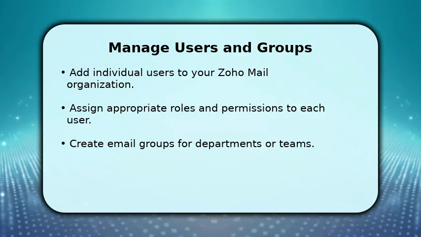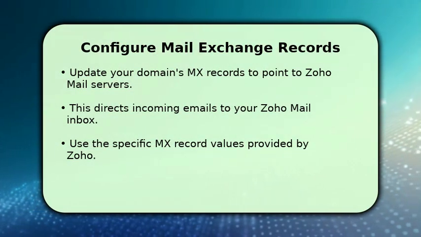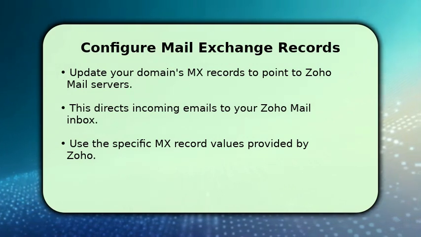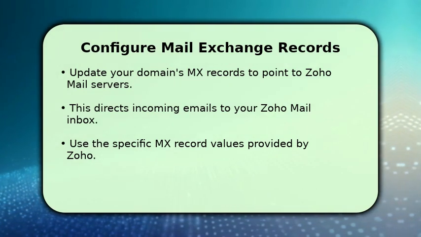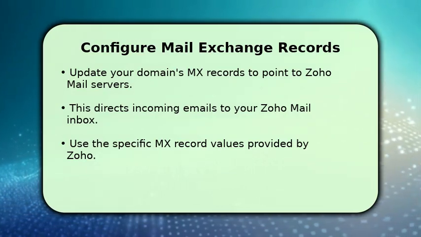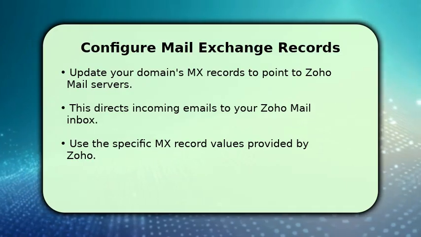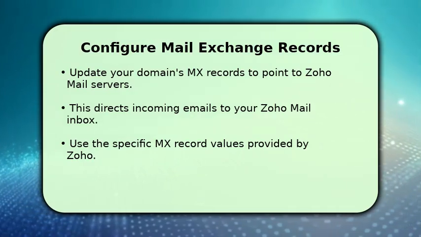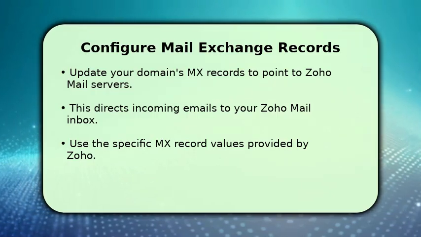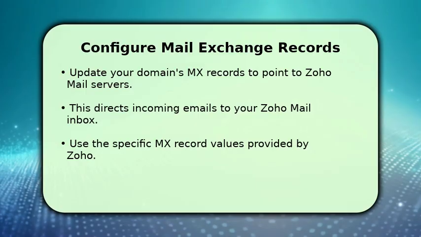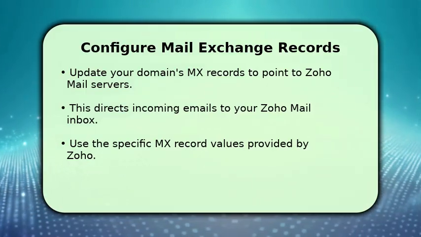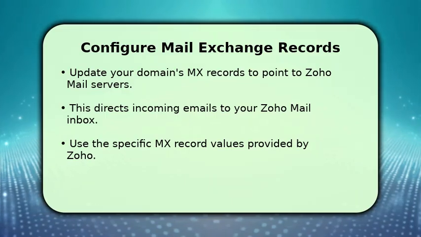A critical step is configuring your domain's mail exchange, or MX, records. You must update these records in your domain's DNS settings to point directly to Zoho Mail servers. Zoho will provide you with the precise MX record values, typically 2 primary records and 1 backup. This ensures all incoming emails are correctly routed to your new Zoho Mail inboxes. Without accurate MX records, your emails simply won't arrive.